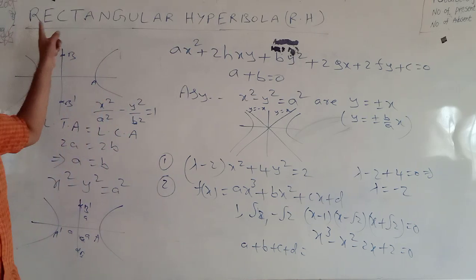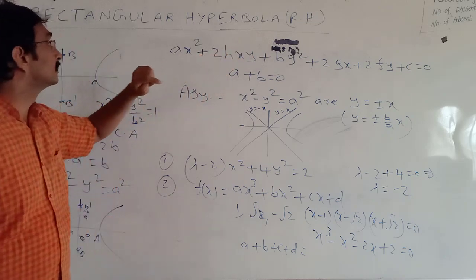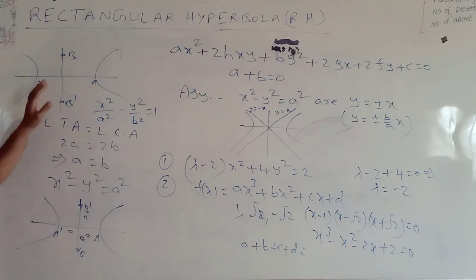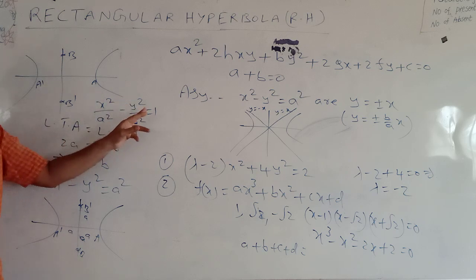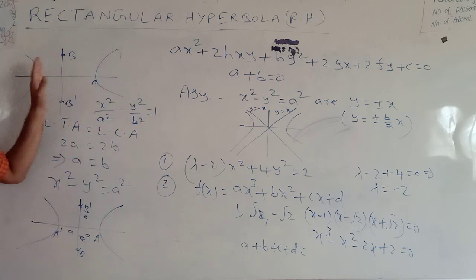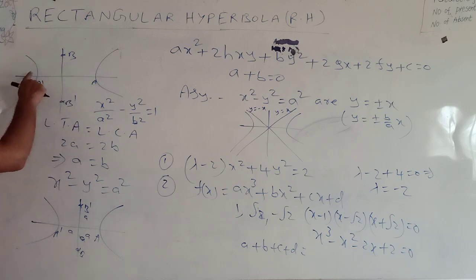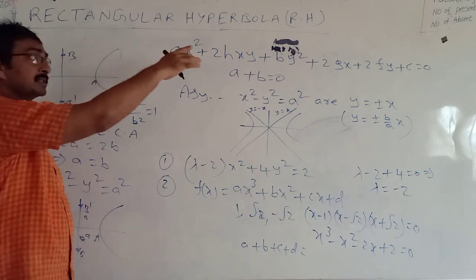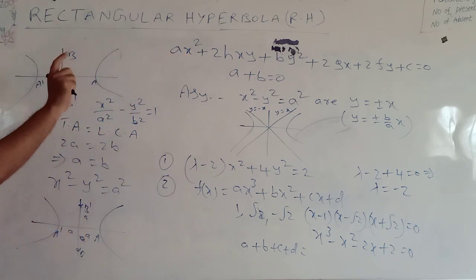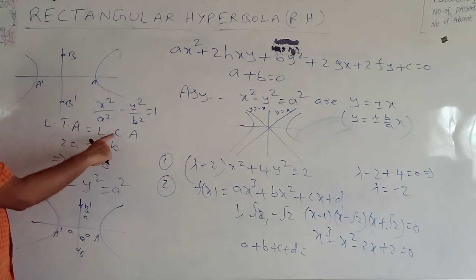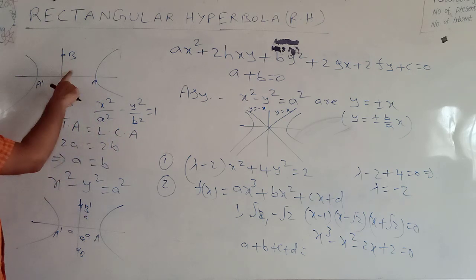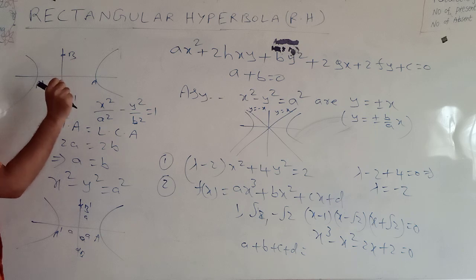Today's concept, rectangular hyperbola. See, the standard equation of the hyperbola is x square by a square minus y square by b square equal to 1. That's the diagram. A dash is called the length of the transverse axis, B dash is called the conjugate axis. Rectangular hyperbola is also a hyperbola with one special condition, that is, if the length of the transverse axis is equal to the length of the conjugate axis, then that hyperbola is called rectangular hyperbola.